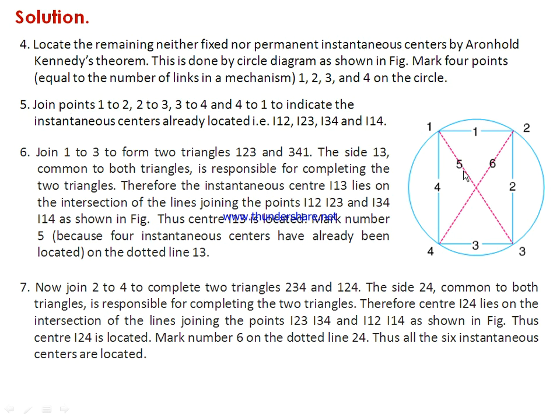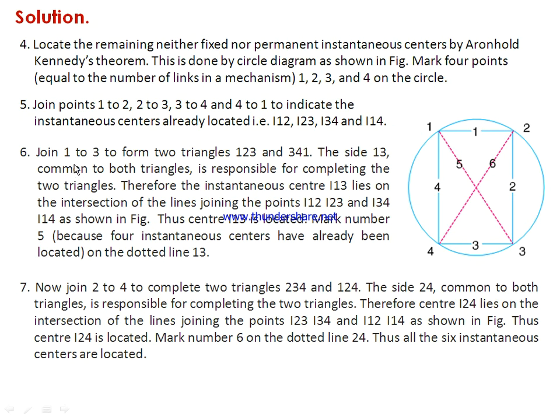Join points 1 to 2, 2 to 3, 3 to 4 and 4 to 1 to indicate the instantaneous centers already located, that is I12, I23, I34 and I14. These have been already located.